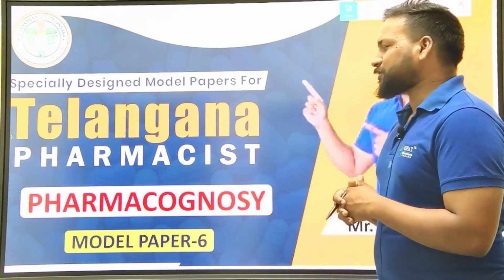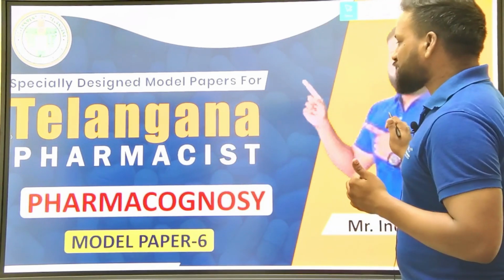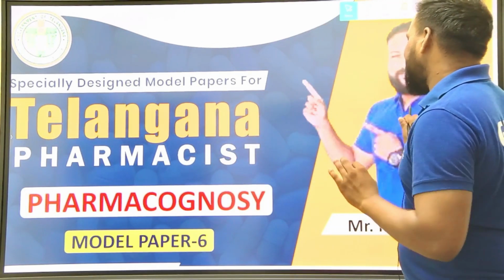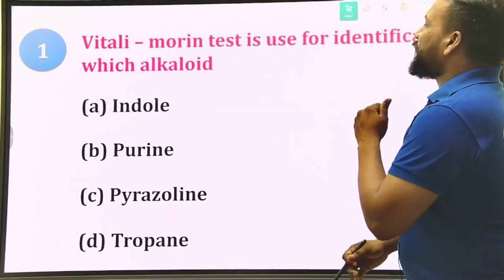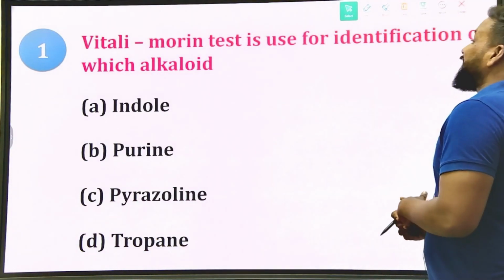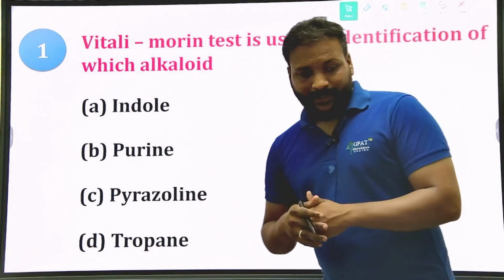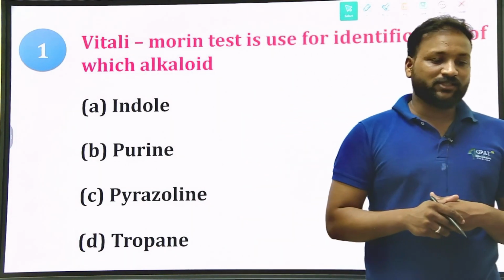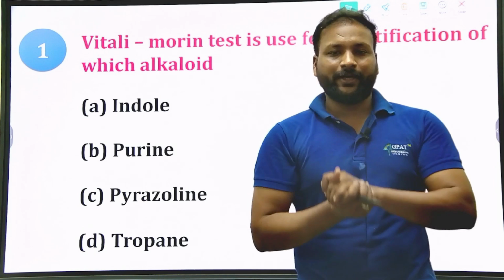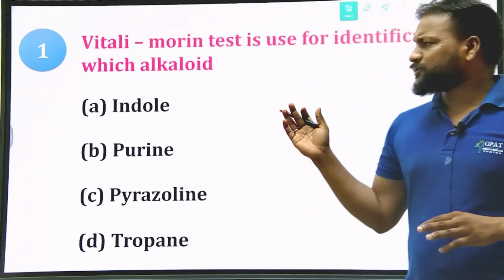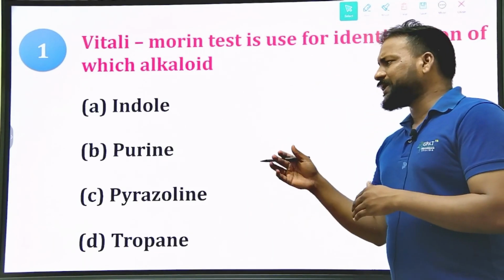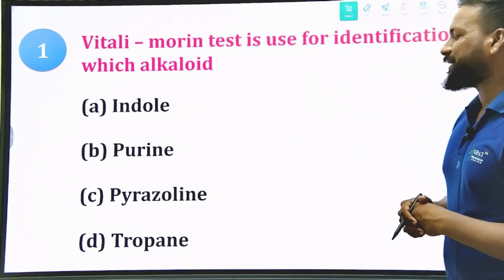So part 6, or model paper 6. The first question of this model paper 6 is: Vitali Morin test is used for the identification of which alkaloid? Option A indole, B purine, C pyrazoline, and D tropane.